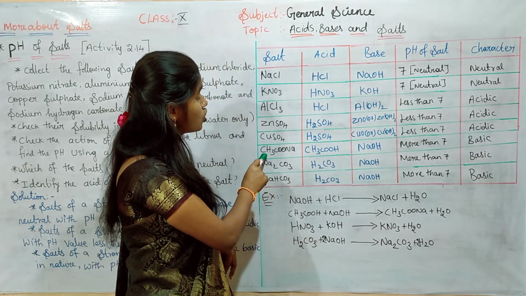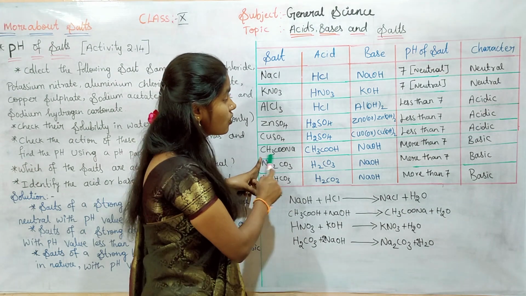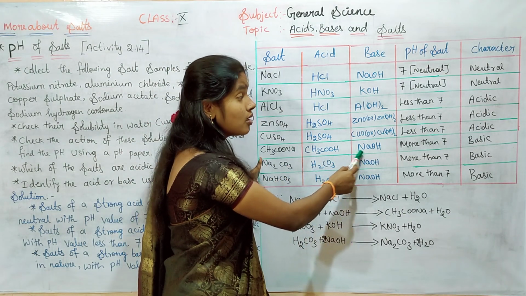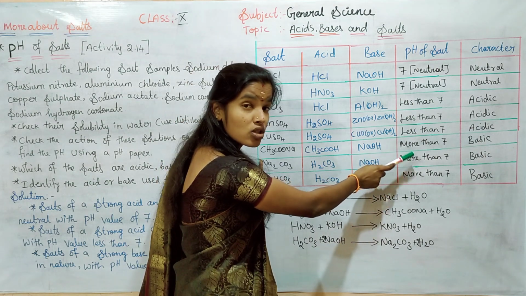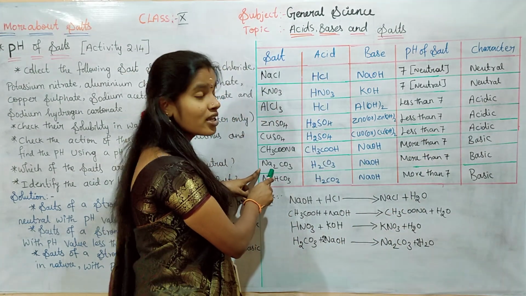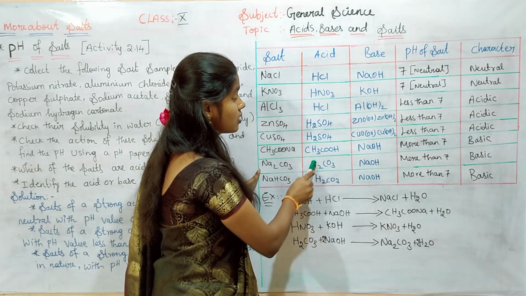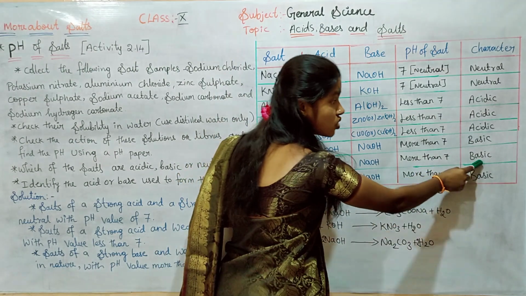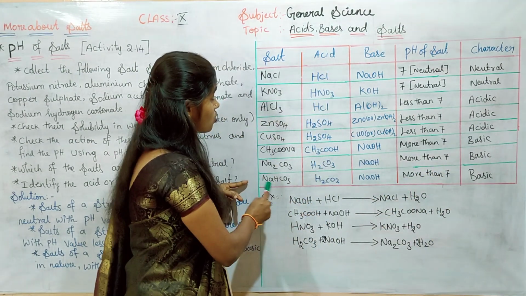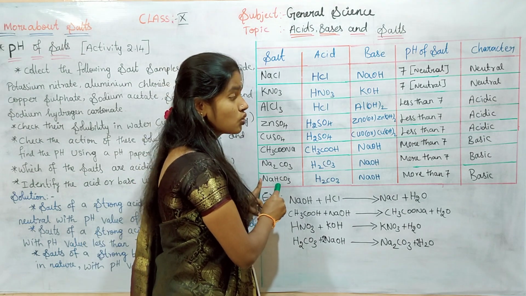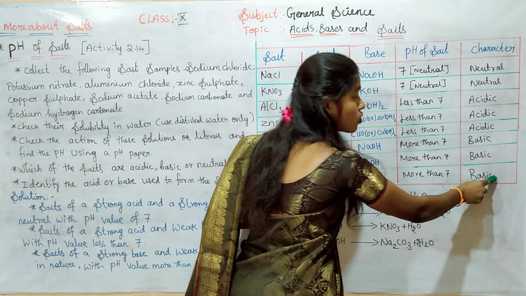And so sodium acetate, here you can see a weak acid reacts with a strong base. So what happened, the pH is more than 7. More than 7 is basic. Okay. And the next one is sodium carbonate. The pH is also more than 7. So this is also basic in nature. And sodium hydrogen carbonate or sodium bicarbonate, this also has pH more than 7. So this is also basic in nature.